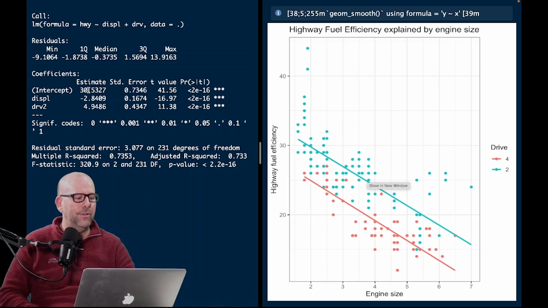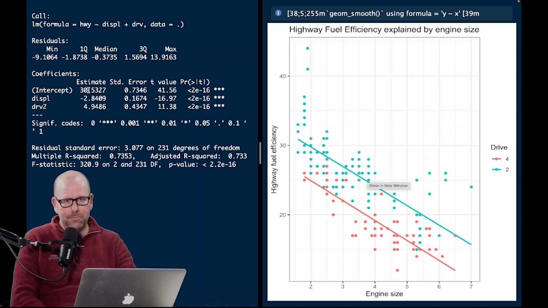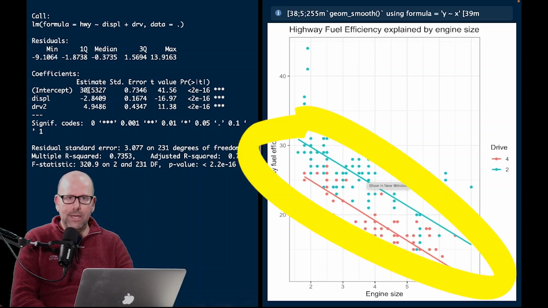The other explanatory variable is drive. Is it a four-wheel drive or a two-wheel drive car? So we've got two explanatory variables. One of them is numeric, one of them is categorical. And of course, we can plot that. We plot all the lines. We draw our model, and we've disaggregated by drive. Four-wheel drives are red, and two-wheel drives are blue. What I want you to notice in this particular diagram is that these two lines are parallel. And what does that mean?